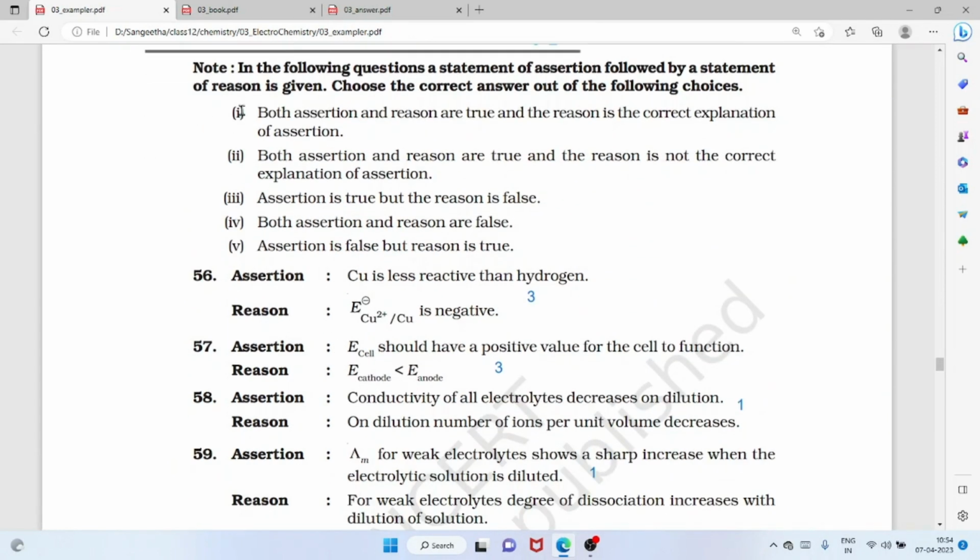Assertion and reason: for option one, both assertion and reason are true, and the reason is the correct explanation. Now copper is less reactive than hydrogen, based on the electrode potential, which is positive, I think. So the assertion is true, but the reason is false. Copper is less reactive, that is true, but the reason is false.